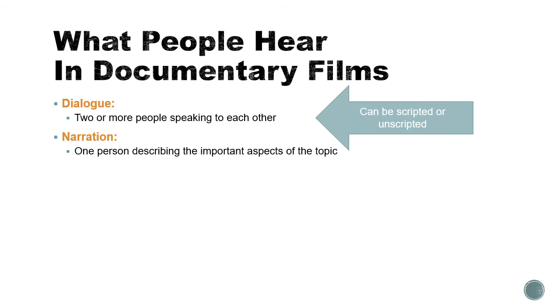The second type of thing that we might hear is narration. So narration is just one person describing the important aspects of the topic. When you need to explain something to us, probably the best way to do that is through narration.